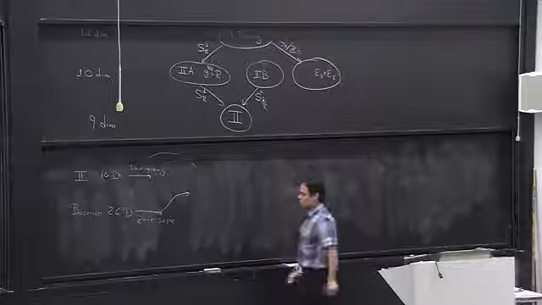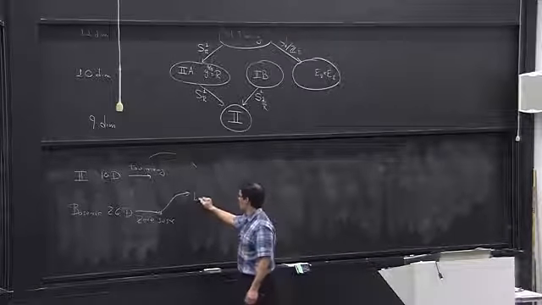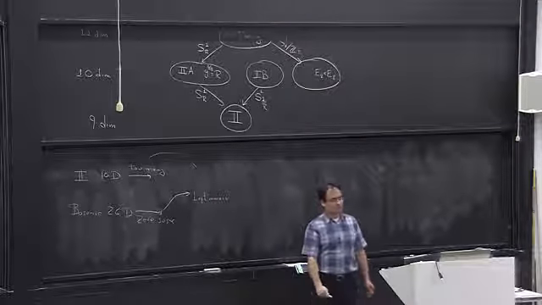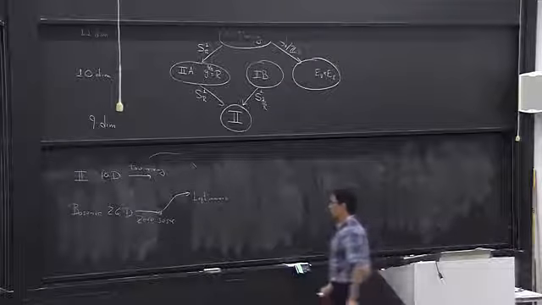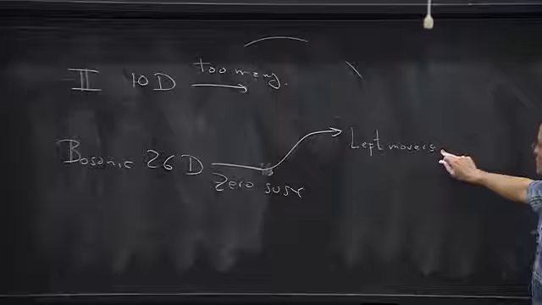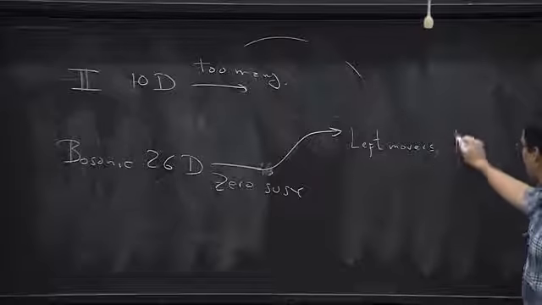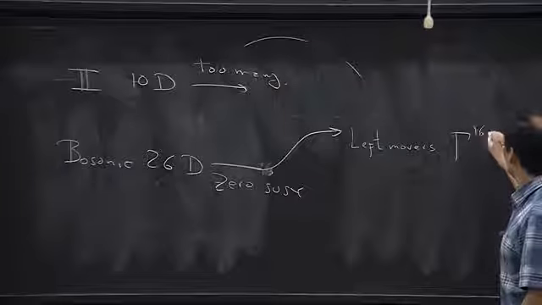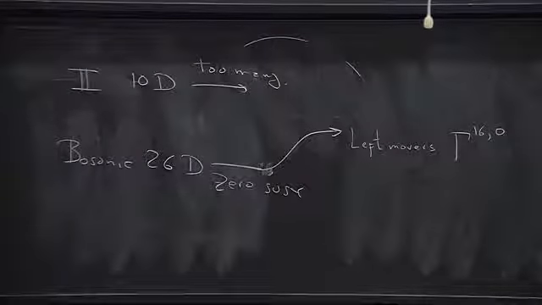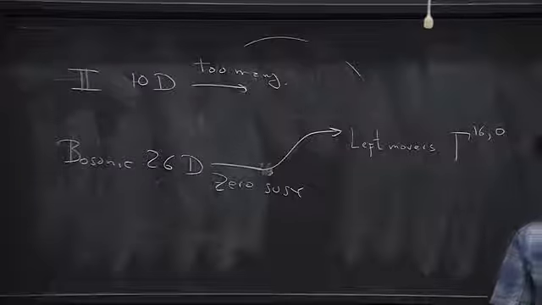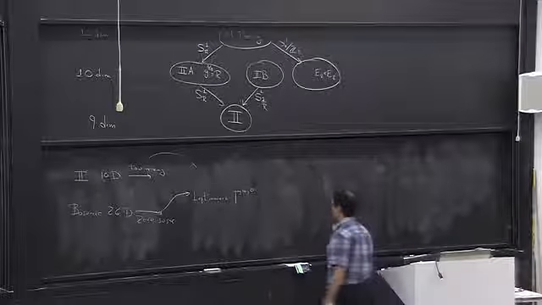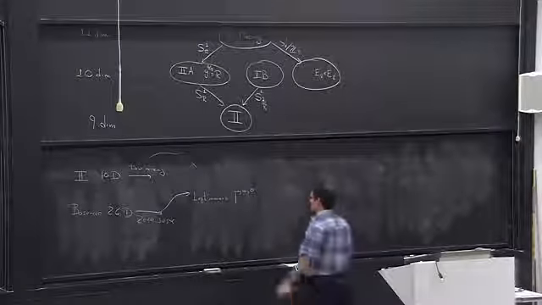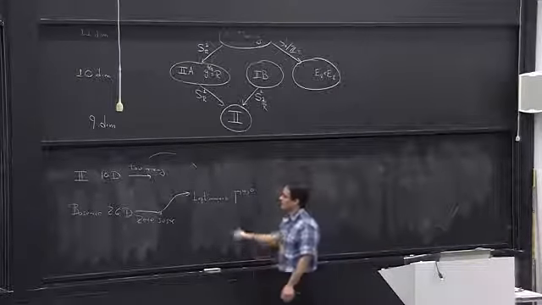Well, why don't you take the bosonic string and say you take the left movers of the closed bosonic string, and you compactify only that sector on gamma 16,0. You don't do anything to the right movers. You only take the left movers. This one satisfies the condition. D1 minus D2 is 16, which is 0 modulo 8, okay?